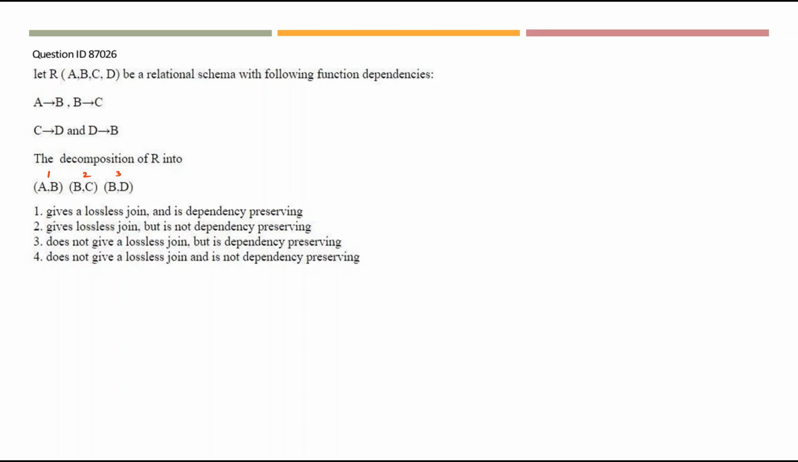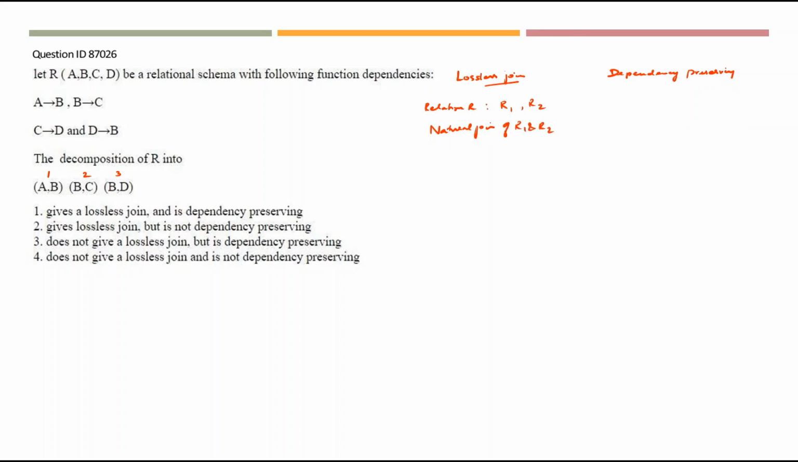A set of options have been given and it is based on two concepts. One is lossless join and the other one is dependency preserving. Let's first discuss what a lossless join is. If there is a relation R and it is decomposed into two other relations, namely R1 and R2, such that if we perform a natural join of R1 and R2, it will return the original relation R. So this is called a lossless join.